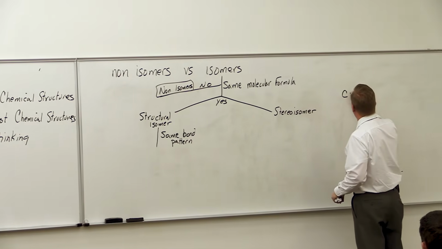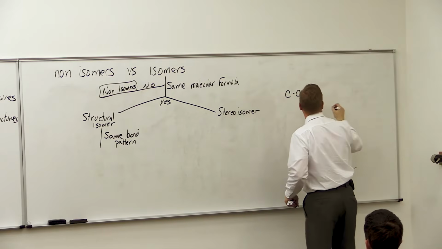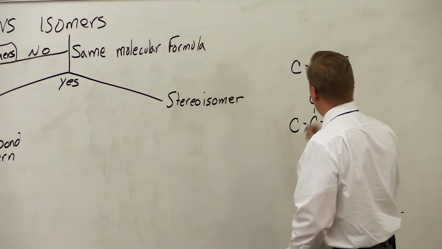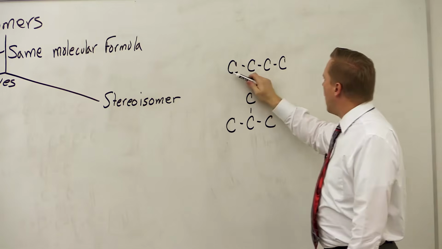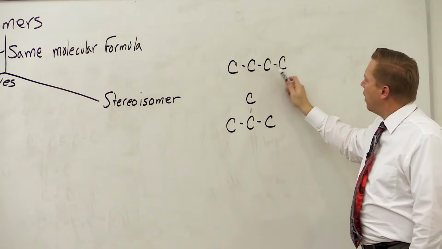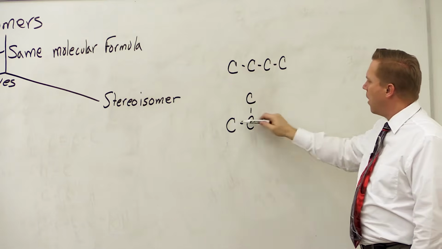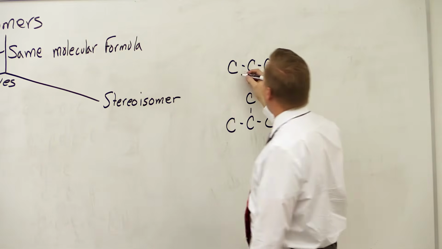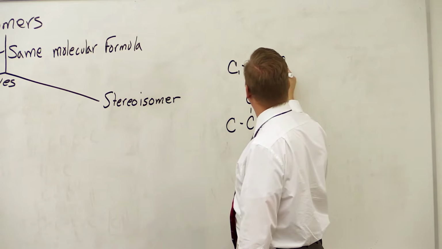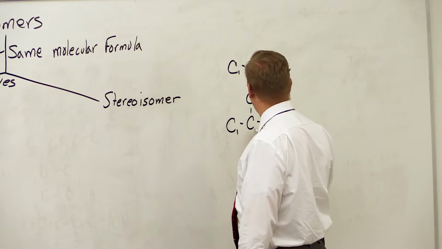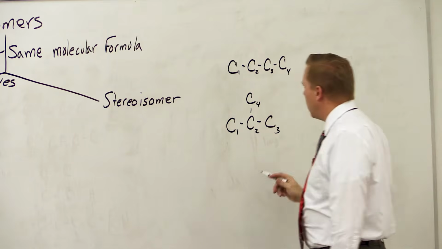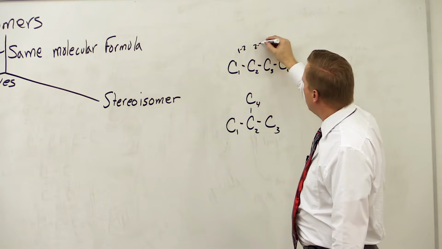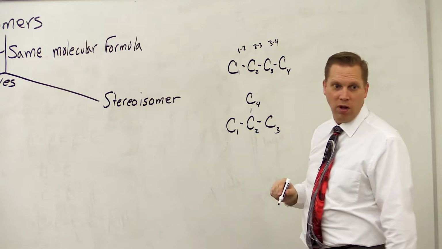Let's go back. Earlier, we drew up these two carbon structures. So we had a straight carbon chain, and we had the same number of carbons. So we'll say that these two have the same molecular formula. But notice if we were to number these carbons, 1, 2, 3, 4, 1, 2, 3, and 4, the bonding pattern isn't the same. Up here in this carbon, we have a 1 to 2 bond, a 2 to 3 bond, and a 3 to 4 bond, right?